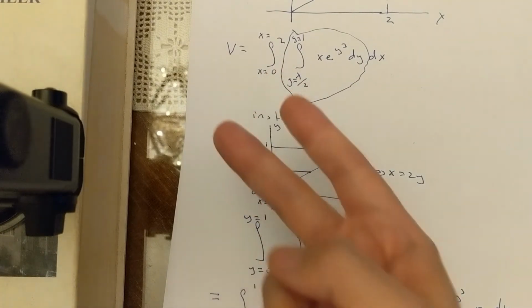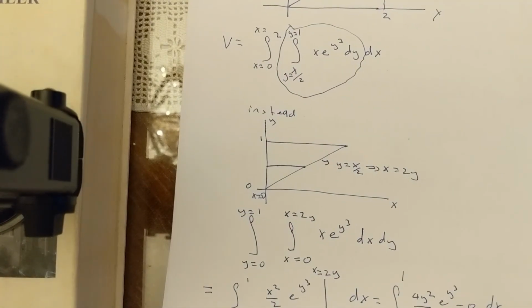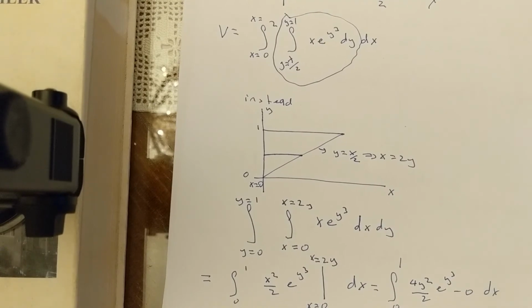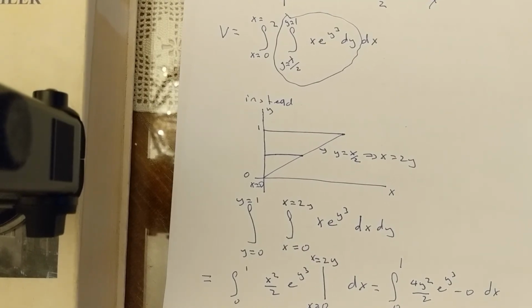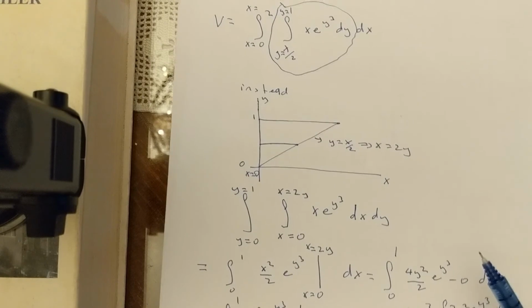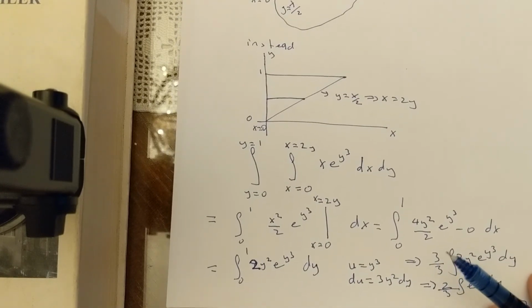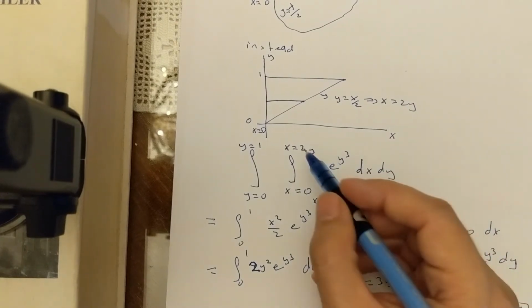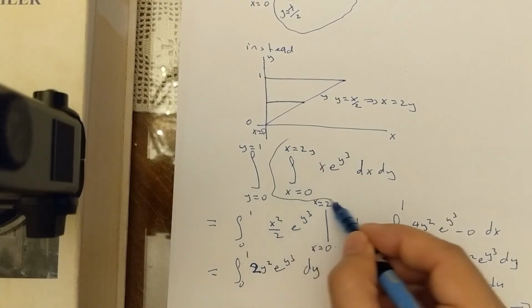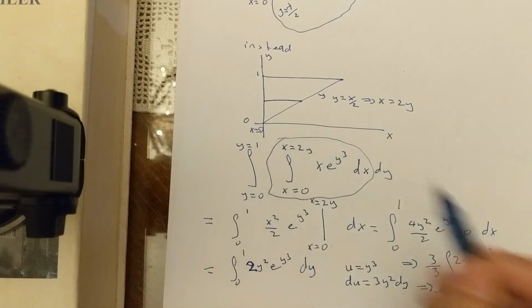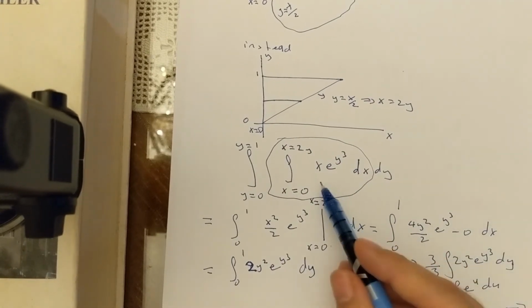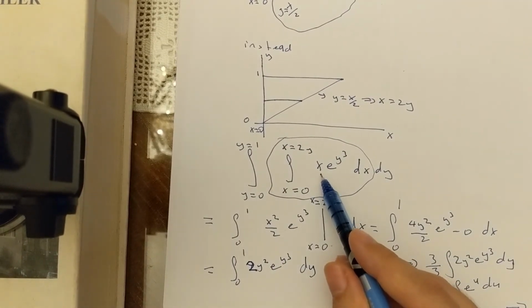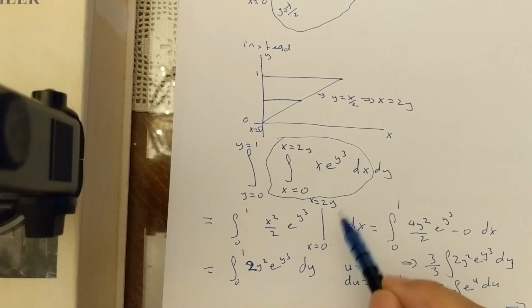When you want to switch these, you have to draw the region and see what the world looks like in terms of the other variable. So once I write this, I realize that now this is much easier to integrate than the original one. Why? Because we have to integrate this. Okay, it's still the same thing. Okay, I know it's still x e to the y cubed.